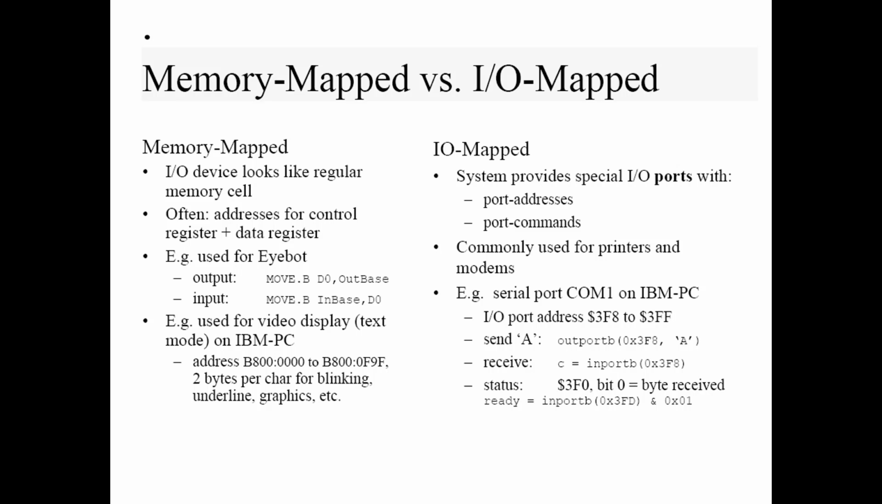Number two, we have the input-output mapped ports. In this input-output map, or I/O, also known as port-mapped I/O, separate address spaces are used for memory and input-output devices. Input-output devices are accessed using special instructions that are distinct from memory access instructions. So these instructions use port addresses instead of memory addresses.